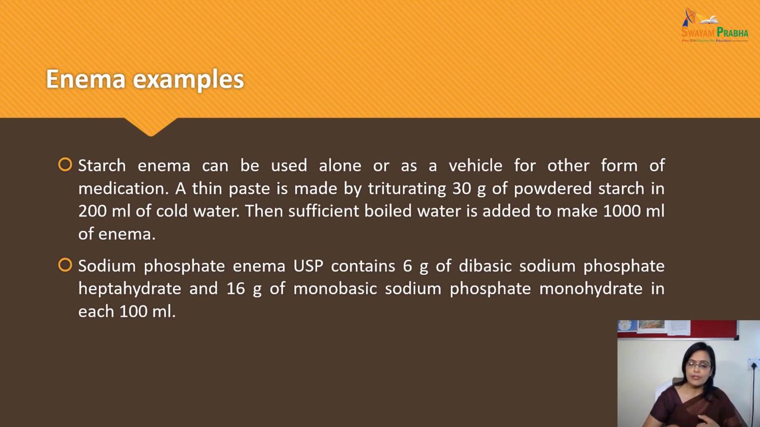And one more example you can take, the sodium phosphate enema. USP contains 6 gram of dibasic sodium phosphate heptahydrate and 16 gram of monobasic sodium phosphate monohydrate in 100 ml.